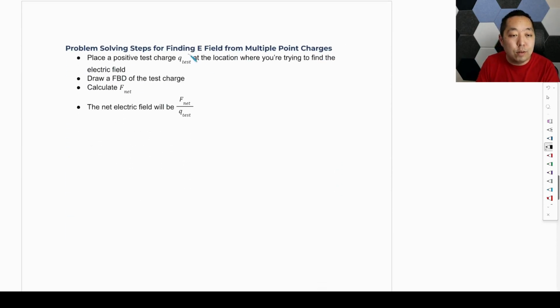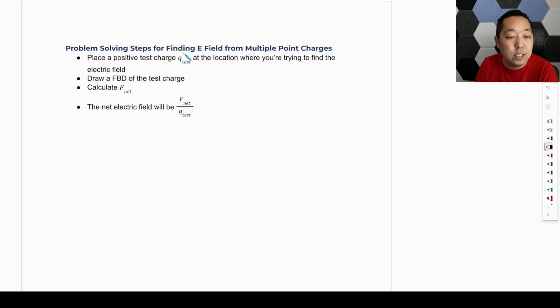Now, let's say you want to find the electric field from multiple point charges. This is a very common scenario you'd be asked to do: I give you a configuration of charges, and I want you to tell me what the electric field is at a particular location. There's a few ways to do this. This is the way I was taught, and I think it's a useful way. It's just to reuse your forces process.